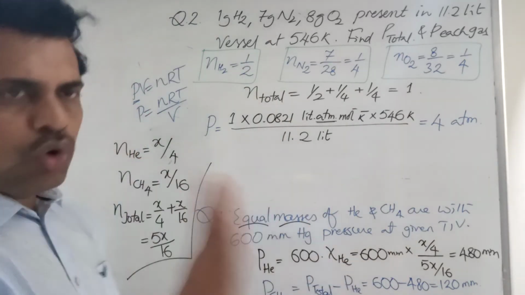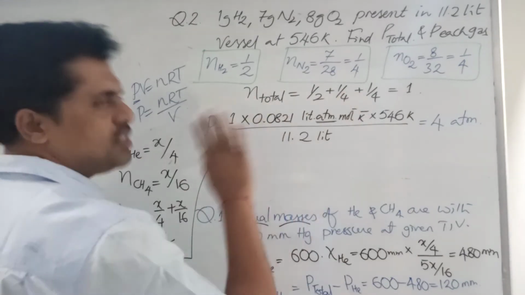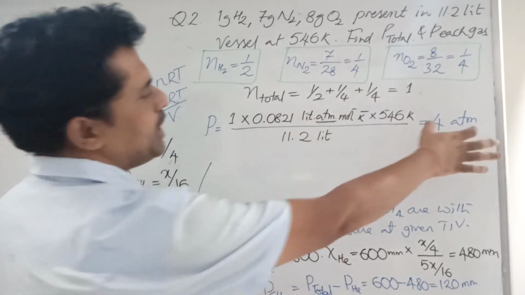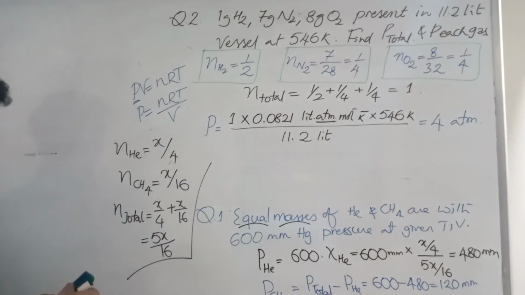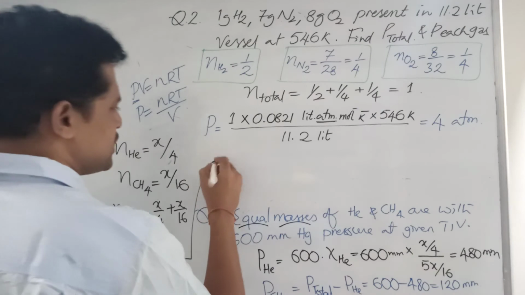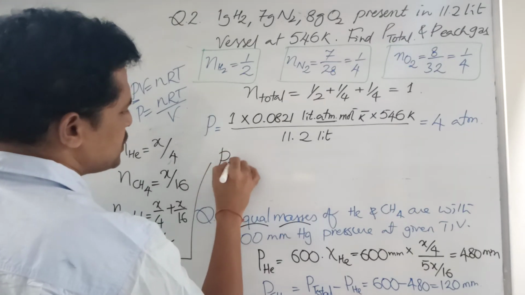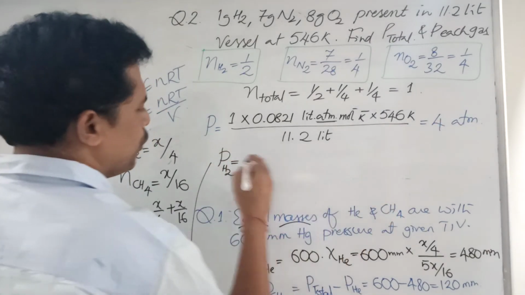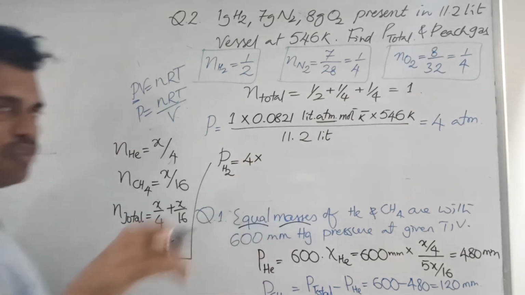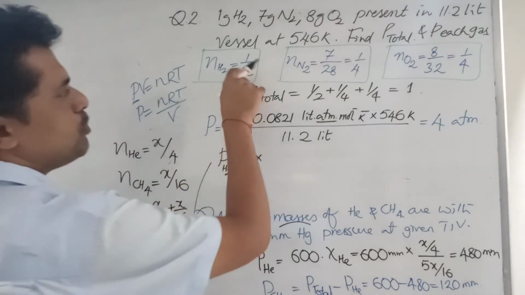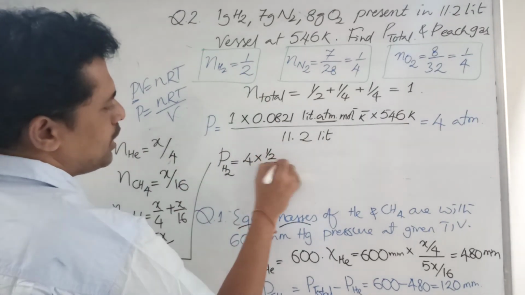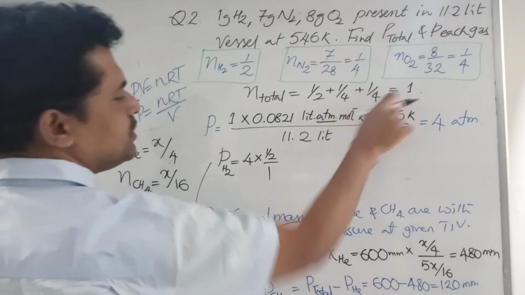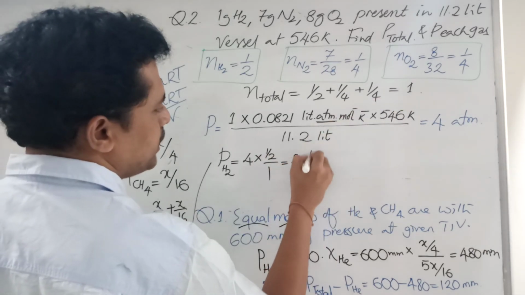Otherwise, no regrets if you are solving it like this. That is a very good thing. Just go like this and you will get exactly 4 atm pressure. Now, individual pressures. Partial pressure of hydrogen is equal to total pressure 4 atm into its mole fraction. Mole fraction means number of moles of this by total number of moles. Total number of moles is 1. So 4 into 1 by 2 is 2 atm.